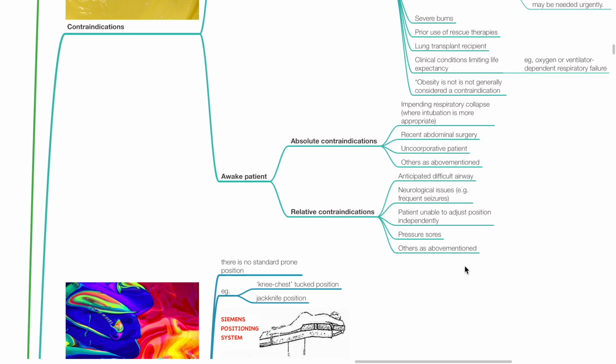In the awake patient, additional absolute contraindications include impending respiratory collapse, where intubation is more appropriate, recent abdominal surgery, the uncooperative patient, and others as above mentioned. Relative contraindications include anticipated difficult airway, neurological issues such as seizures, patient unable to adjust position independently, pressure sores, and others as above mentioned.